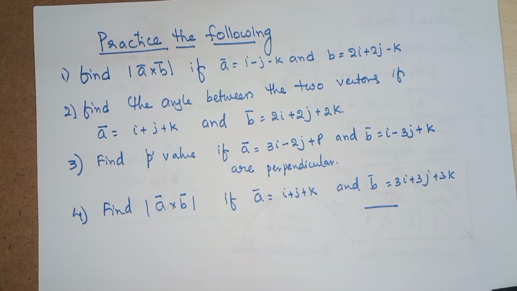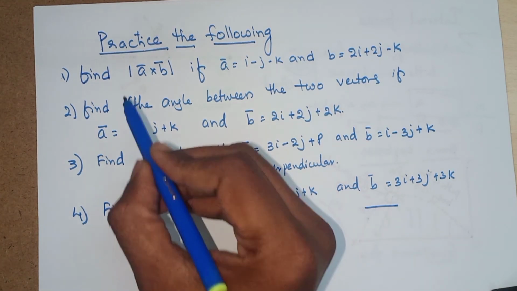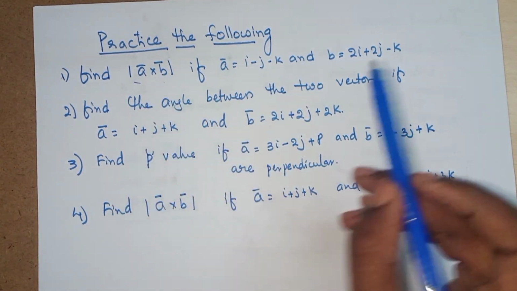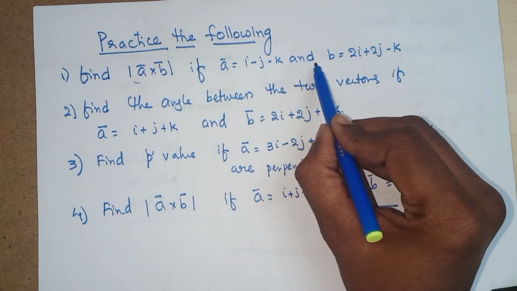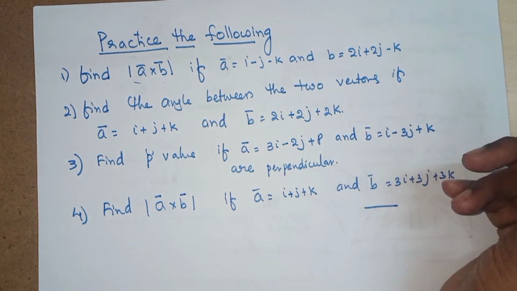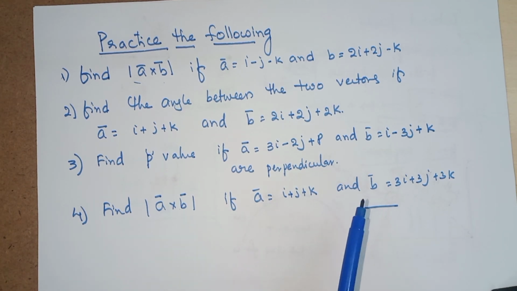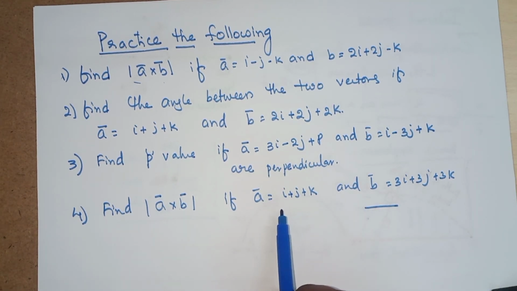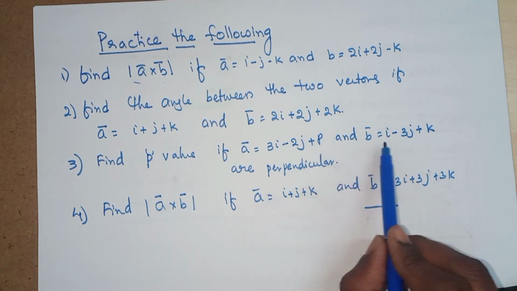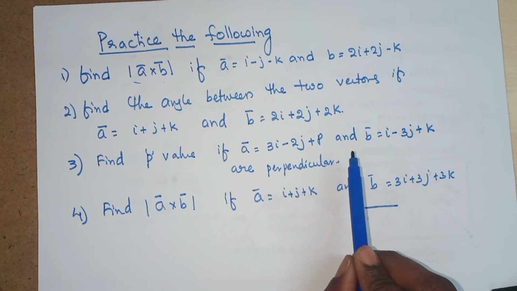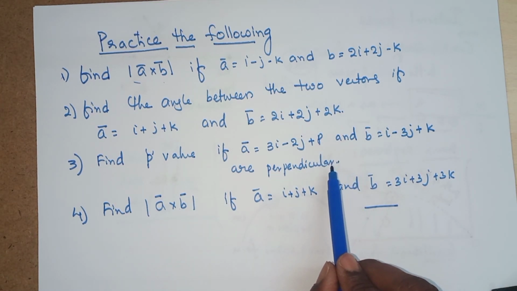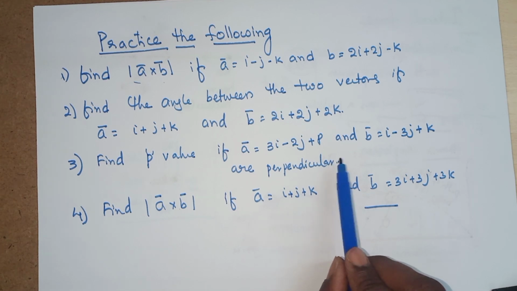Practice the following. These are four simple problems. Apply the formula. Here you have to find mod of A cross B. So after you get A cross B as a vector, you find the magnitude of that vector. Here also you find A cross B as a vector, let's say C. You have to find the magnitude of that C. Here it is perpendicular. The angle between them is 90 degrees. You substitute theta equal to 90. Then you will get the value.